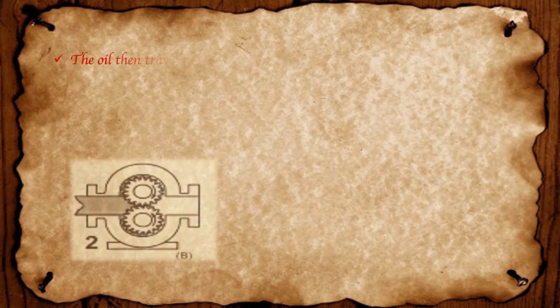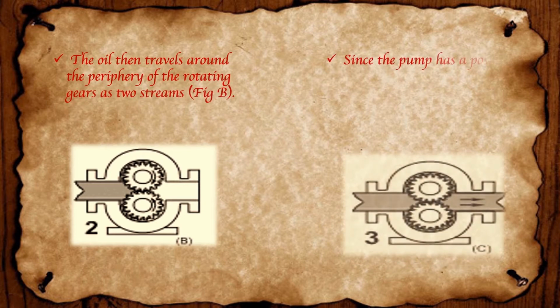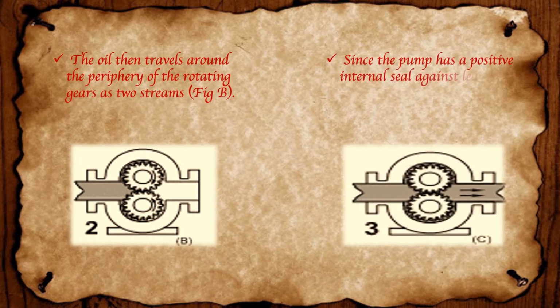The oil then travels around the periphery of the rotating gears as two streams. Figure B. Since the pump has a positive internal seal against leakage, the oil is positively ejected out of its delivery port. Figure B.